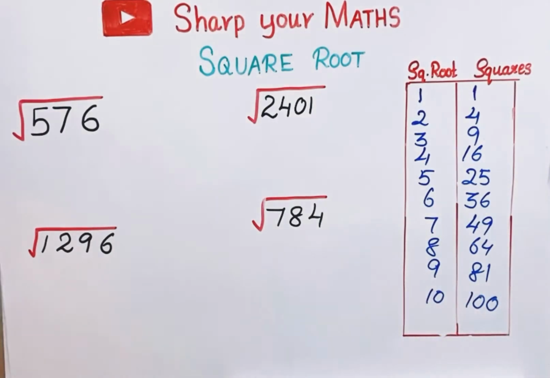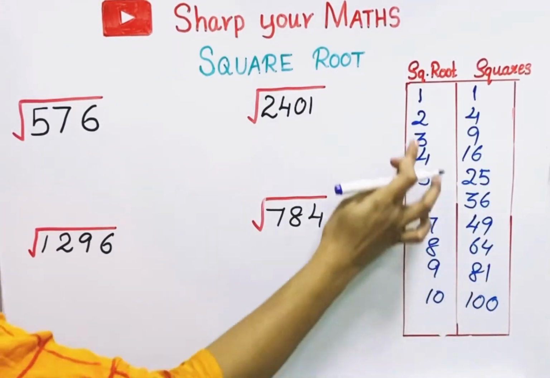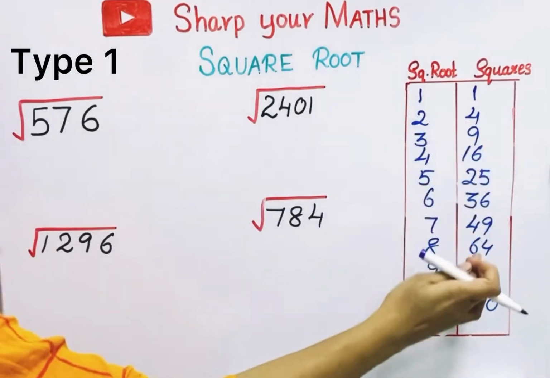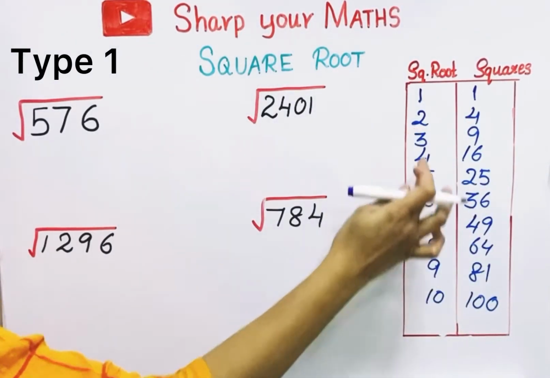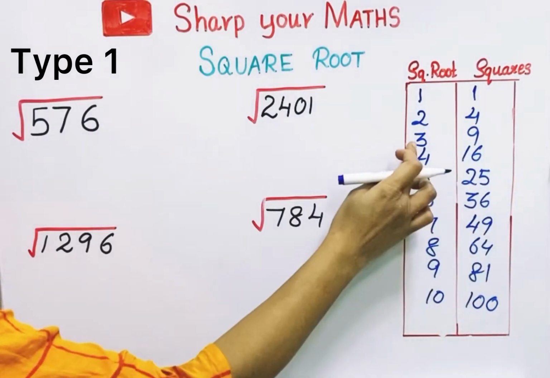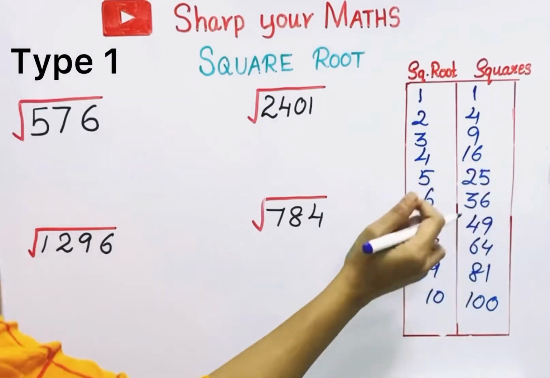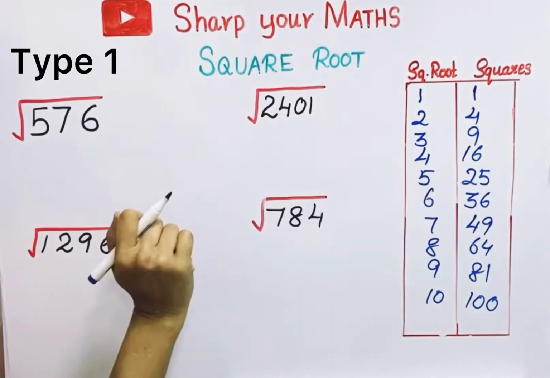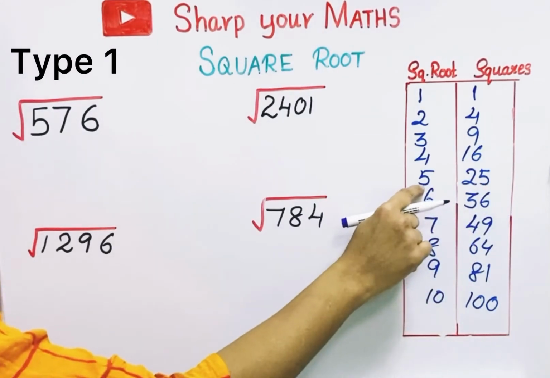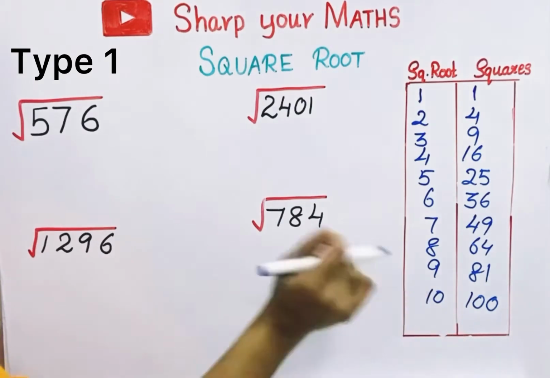And if the square ends with 1, its square root can be 1 or 9. If the square ends with 4, then its square root can be 2 or 8. If the square ends with 9, its square root can be 3 or 7. If the square ends with 6, its square root can be 4 or 6. If the square ends with 5, square root ends with 5. If the square ends with 0, its square root ends with 0.